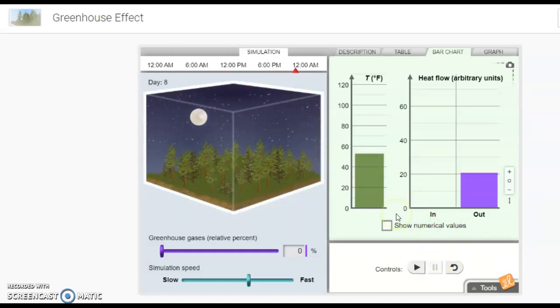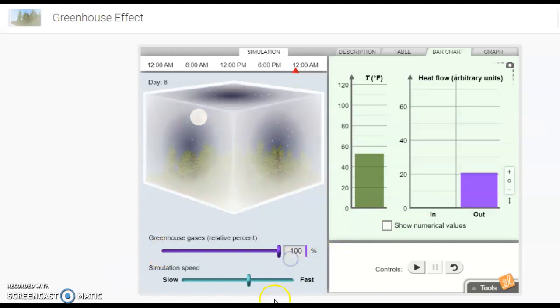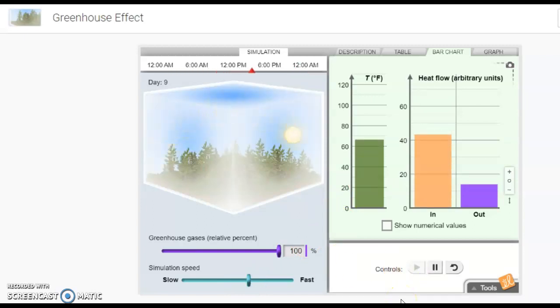So now that we've seen that with no greenhouse gases the temperature gets lower, we're going to look and see what happens when the greenhouse gases are at 100%, to get an idea. So I'm going to increase the slider to 100%. I'm going to keep the speed about the same. And again, we're going to be looking at that daily temperature to see overall what the trend in temperature change is. Click play, and we're going to see what happens.